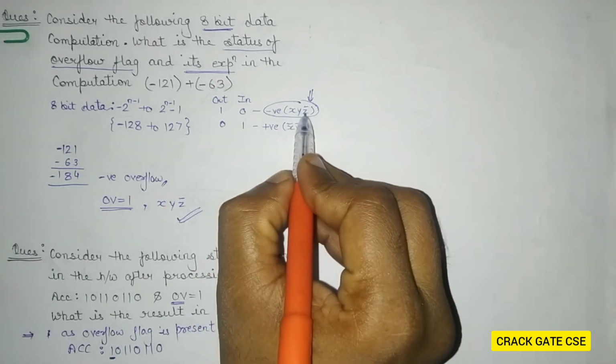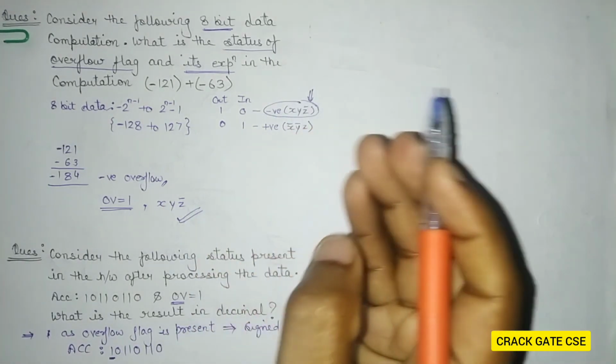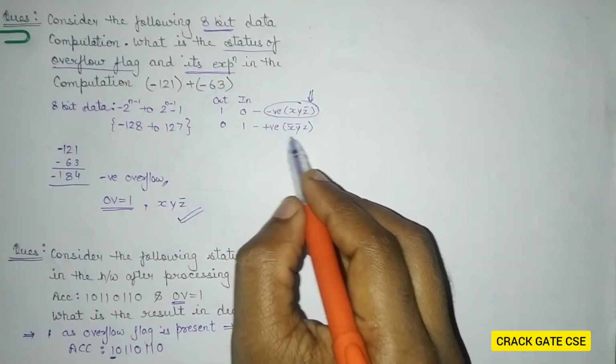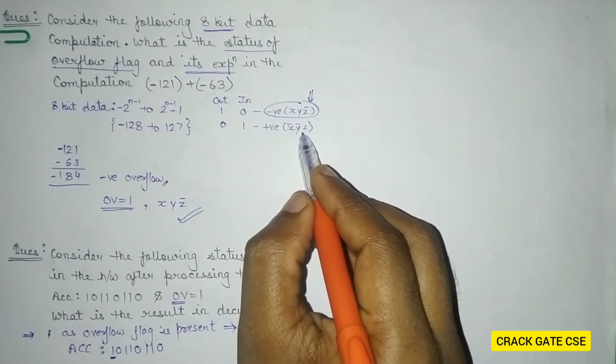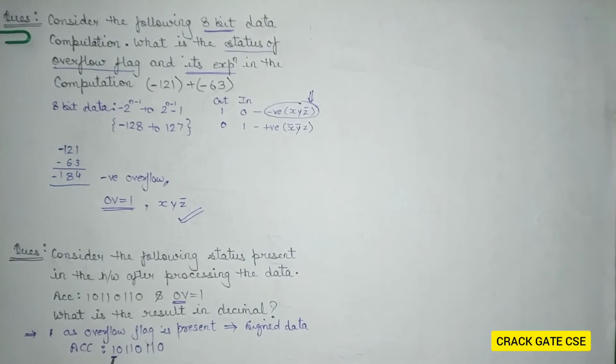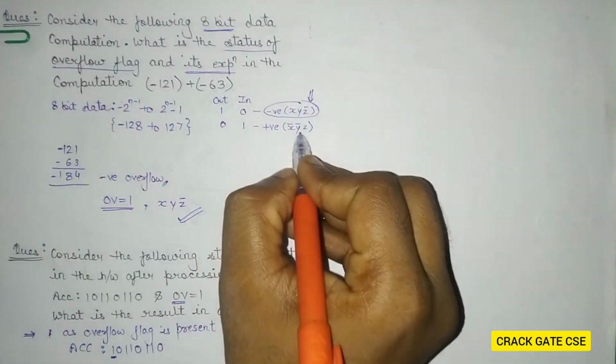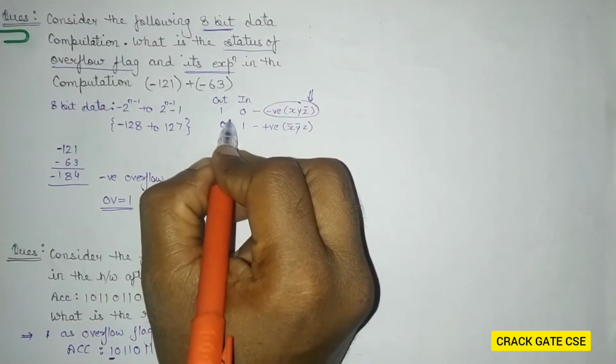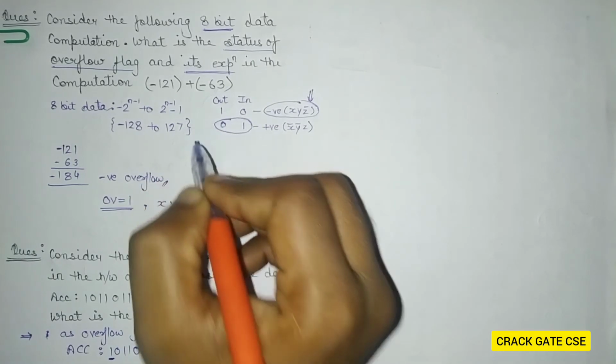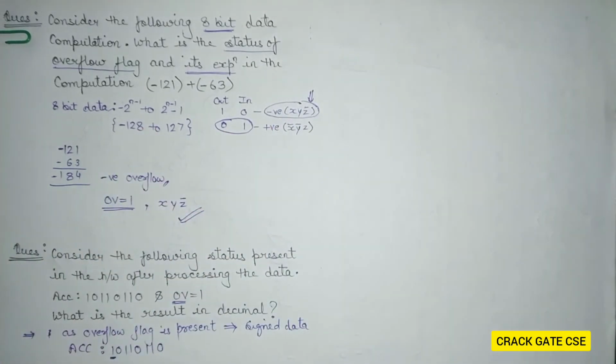So if this is z bar, that means we generally treat z bar as 0, and if z equals 1, that means here you can say this is 1, that means we are talking about this z. So I can estimate that this particular thing is a positive overflow, right? So we can clearly have an idea that this is nothing but a positive overflow.